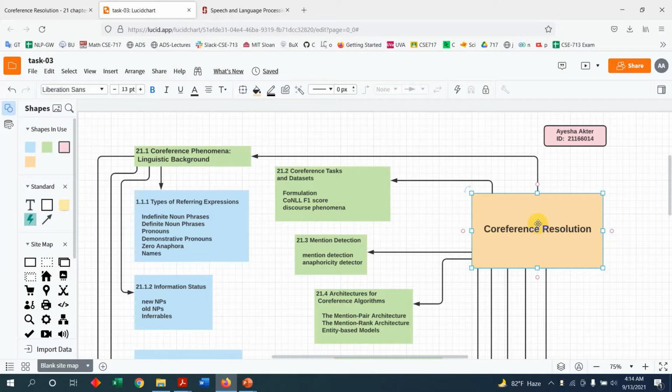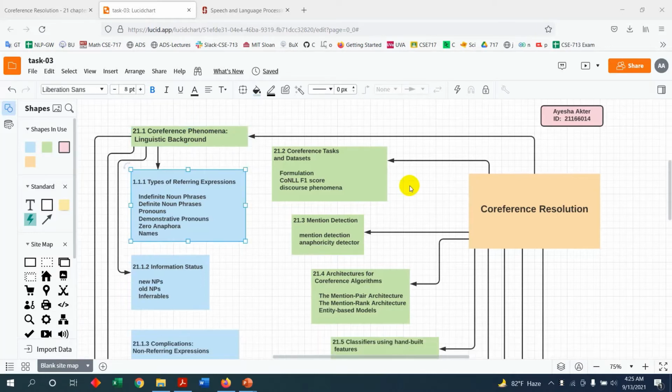So the first part is coreference phenomena, linguistic background. Here, this section offers some linguistic background on reference phenomena, introducing the 4 types of referring expressions, describing how these are used to evoke and access entities in the discourse model, and talking about linguistic features of the anaphor and antecedent relation. The first step is types of referring expressions.